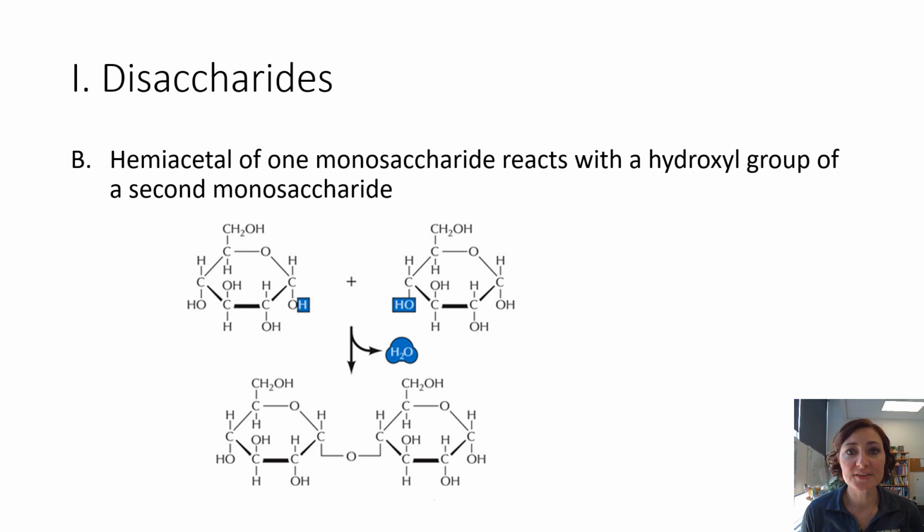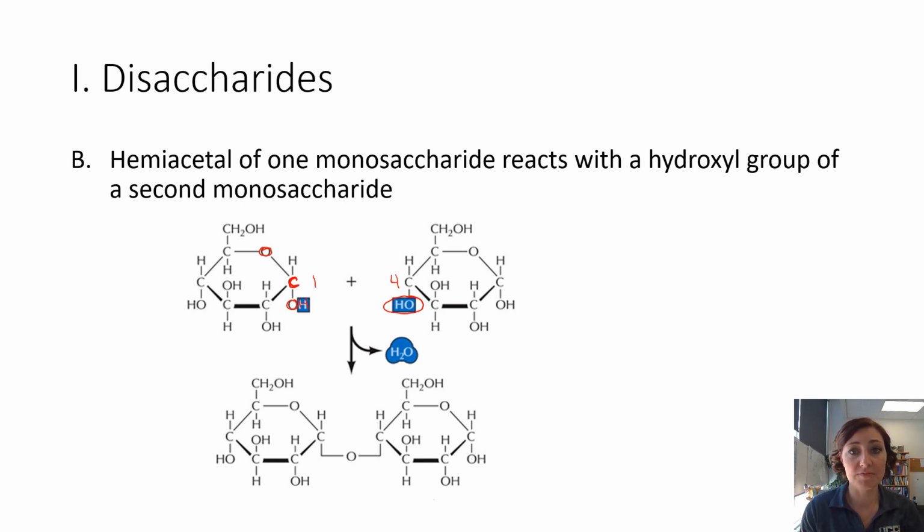All right, so it's important to note how we form these disaccharides. What's going to happen is you're going to start off with a hemiacetal of one monosaccharide. So here's our hemiacetal. It has an OR group and it has an OH. So we know it's halfway to an acetal. That's going to react with a hydroxyl group on another monosaccharide. So we're starting with carbon number 1 and carbon number 4.